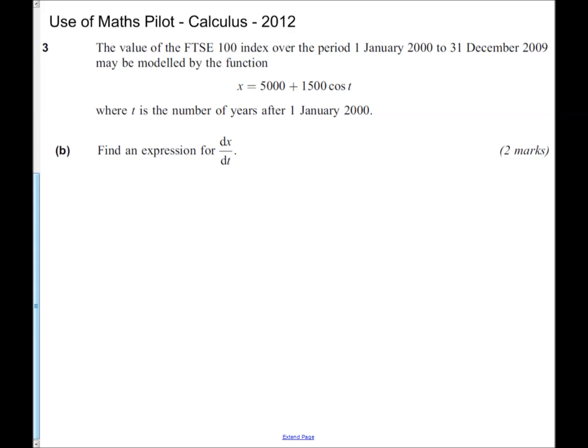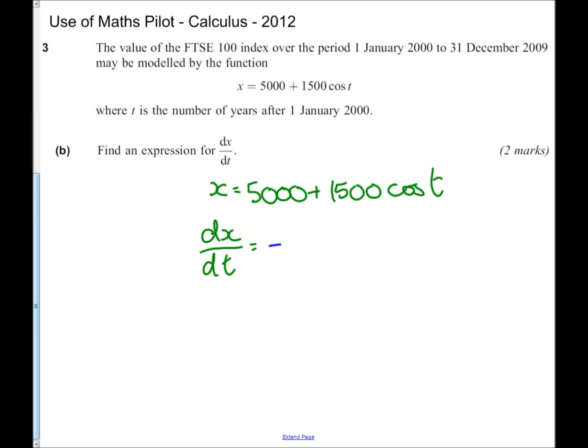And then let's have a look at an example where we've got to use our trigonometry. I'm starting off with x equals 5,000 plus 1,500 cos t. I need to differentiate that. Well, just like with the polynomials, the constant's going to disappear. So I just need to worry about my 1,500 cos t. Well, cos differentiates to minus sine, so this is going to give me minus 1,500 sine t.